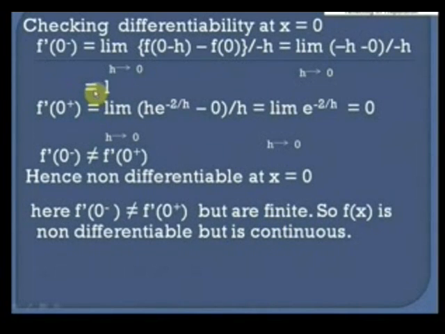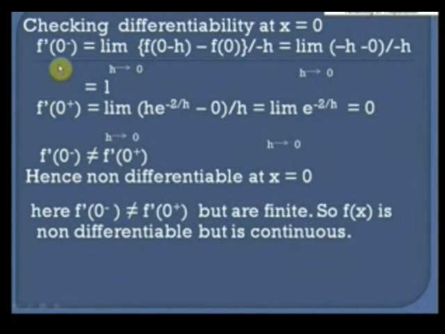Now let's check the differentiability of f(x) at the point x equal to 0. The left hand derivative of f(x) at x equal to 0 is limit of f(0 minus h) minus f(0) whole divided by minus h when h tends to 0, which is equal to limit of (minus h minus 0) whole divided by minus h, h tending to 0, and this is equal to 1. The right hand derivative of f(x) at x equal to 0 is limit of h into e to the power of minus 2 by h minus 0 divided by h, which is equal to limit of e to the power of minus 2 by h, h tending to 0, and that is equal to 0.